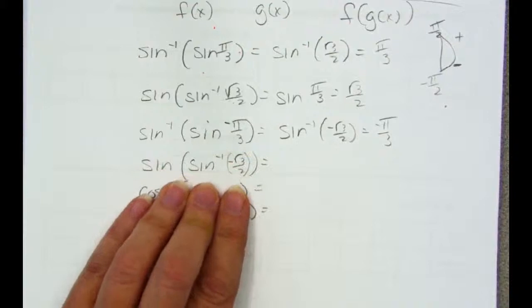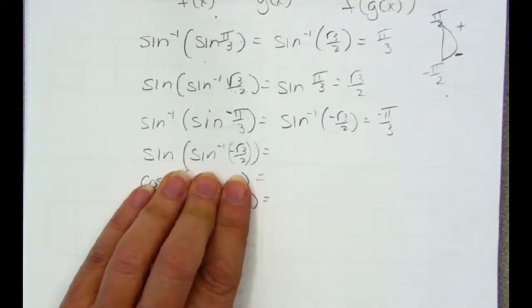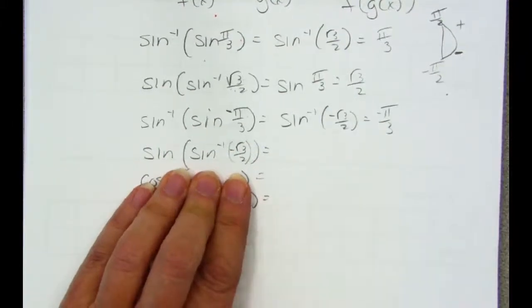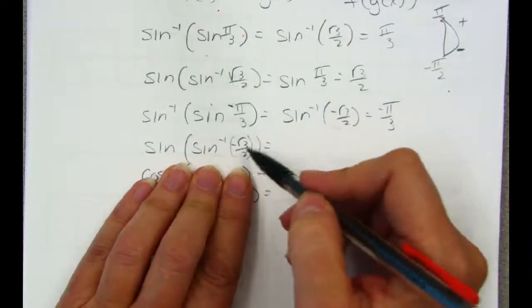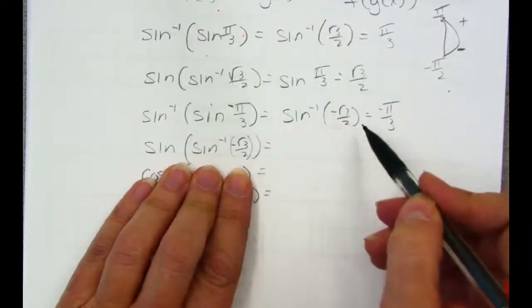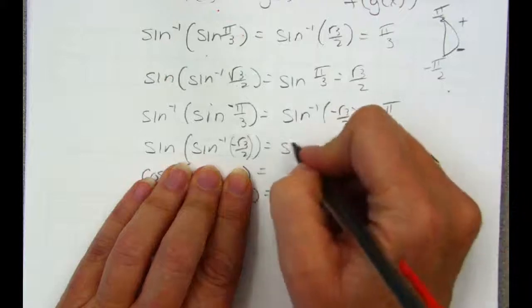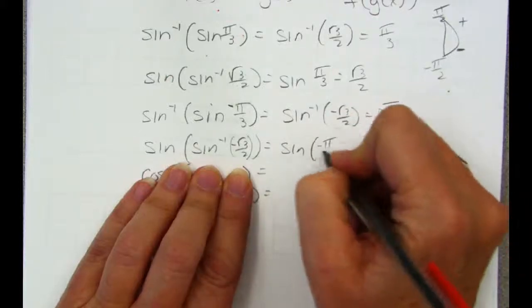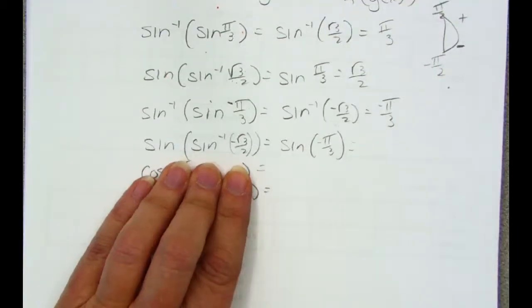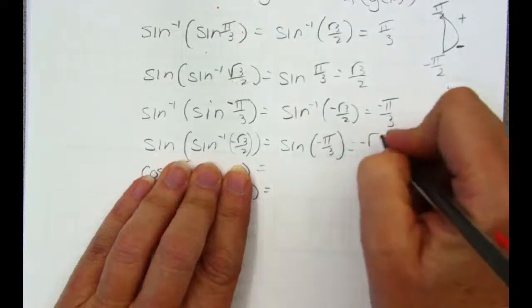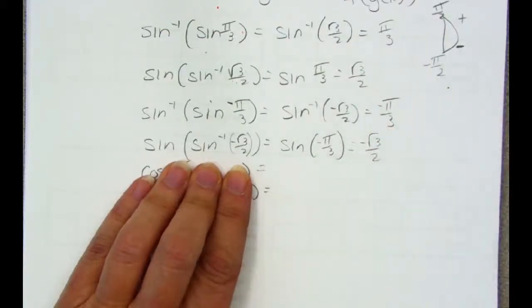Let's do this one. Inside is inverse first, correct? So the inverse sine of negative square root of 3 over 2. Oh, we just did that, right? So let's go ahead and just copy. Sine of negative pi over 3. Well, I should get a negative answer. So I'm still getting the same thing back.